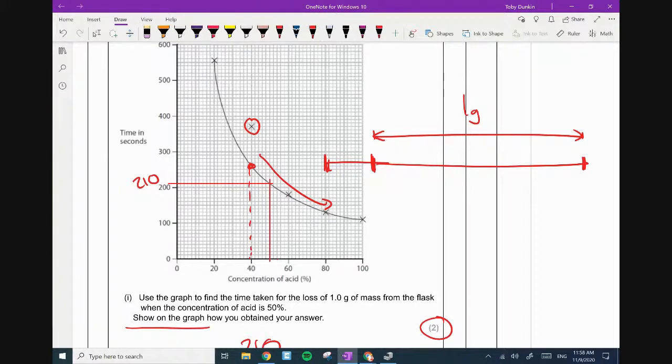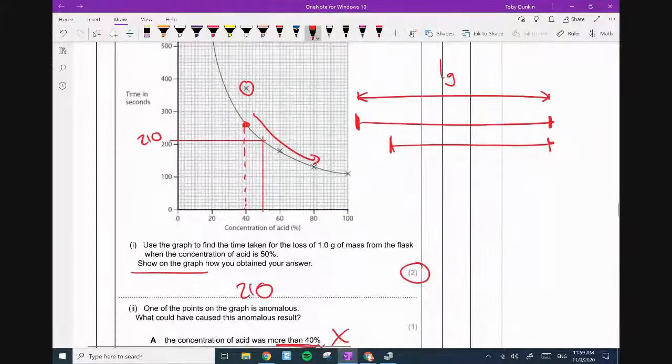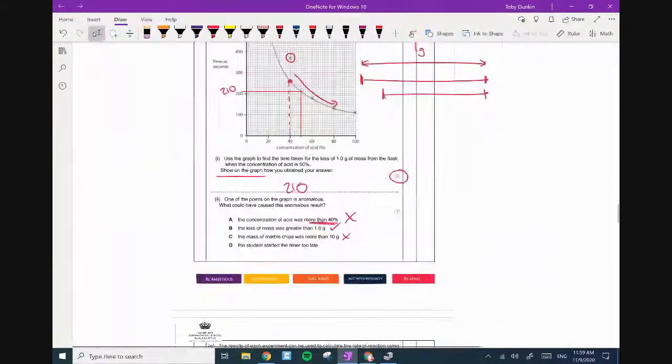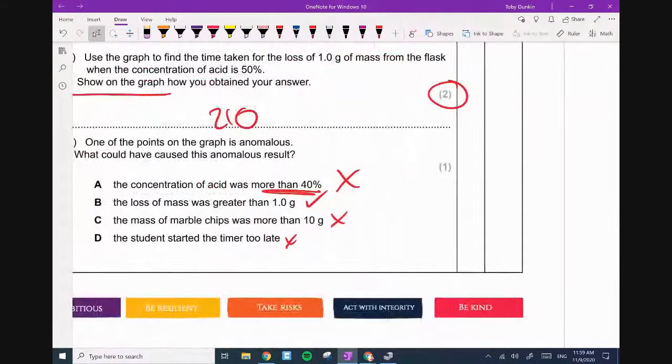Yeah, if she'd started it too late, she would have been still ending at the 1 gram decrease because she knew what it read at the beginning, but she's just going to have a shorter time for it, not a longer time. So it can't be D either. So the answer was B.